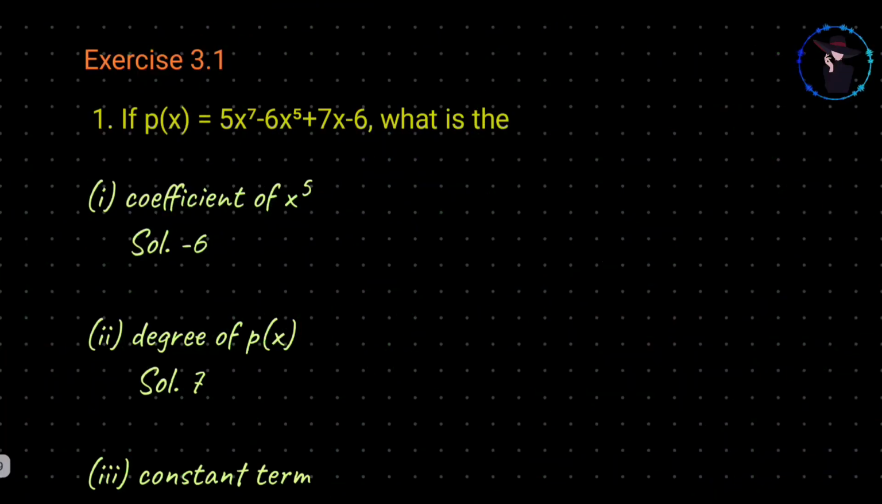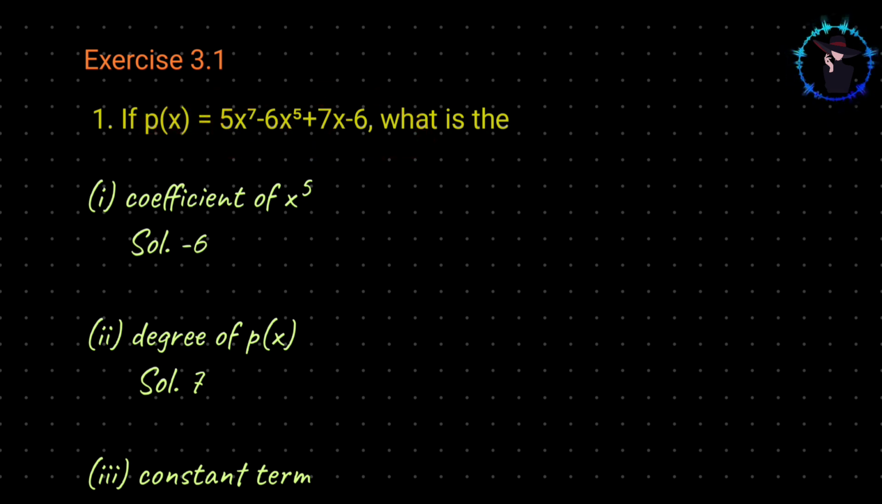Jump to exercise 3.1. So what's the first question here? 5x power 7 minus 6x power 5 plus 7x minus 6. We need to find the coefficient of x power 5. The numbers before the variable are known as coefficients. So we are asking the coefficient of x power 5, which is minus 6. That's it.